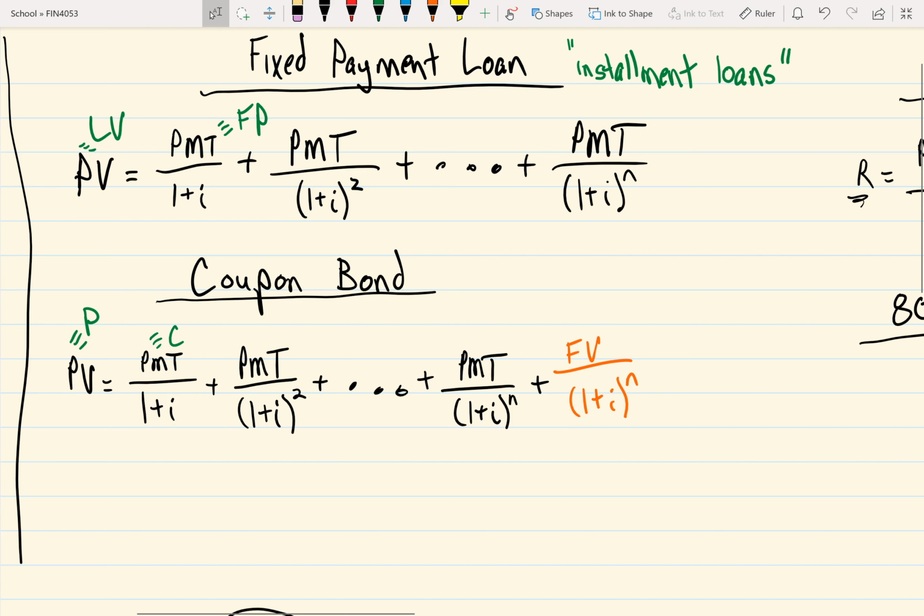You can think of that as going to get bigger and bigger as time goes on, because money today is worth more than in the future. You could be earning a return.